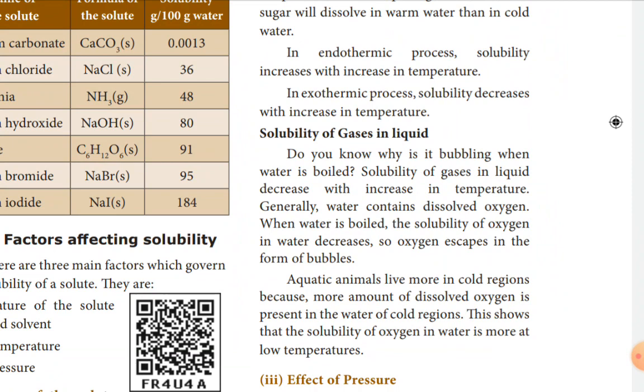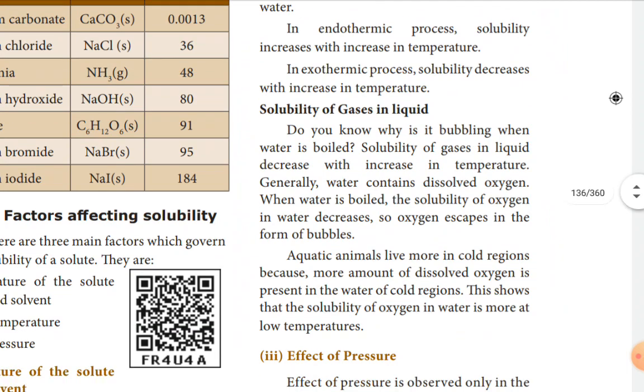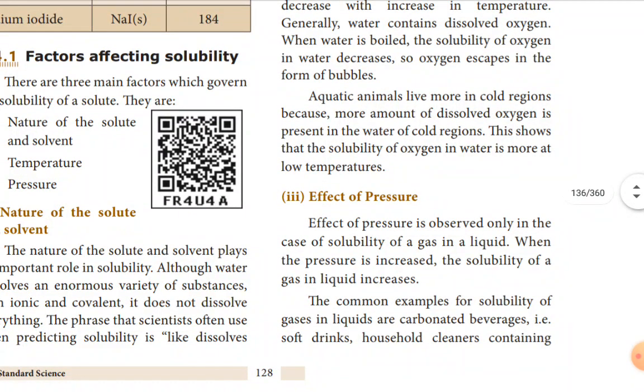So these are the two factors. First factor, the nature of the solid and solvent. Second one, the effect of temperature. Then the third factor, effect of pressure. Effect of pressure is observed only in the case of solubility of gas. So we use this effect of pressure only for the solubility of gas in liquid.